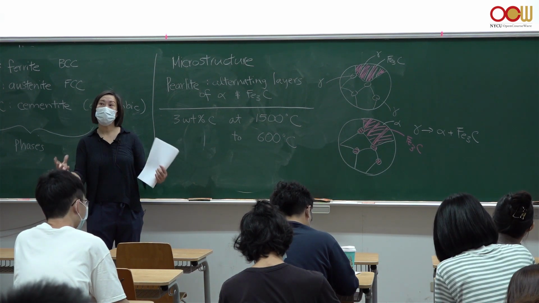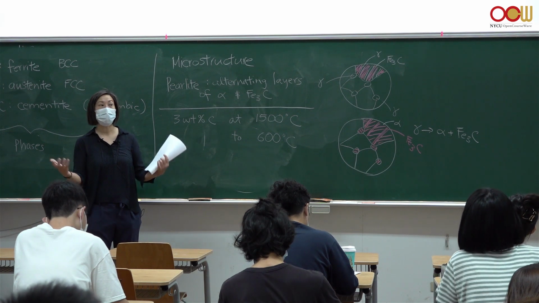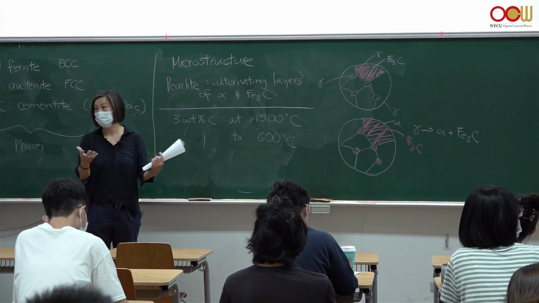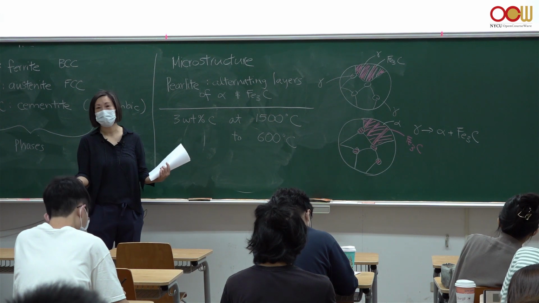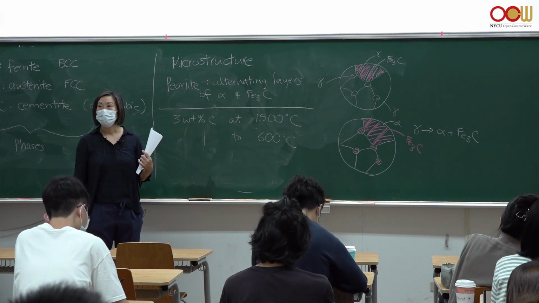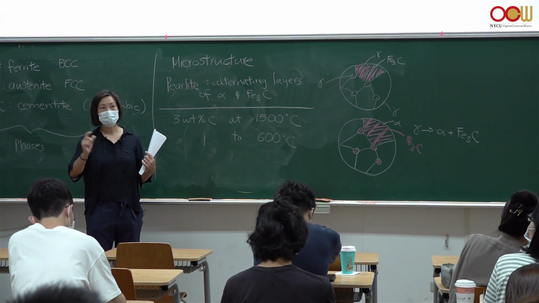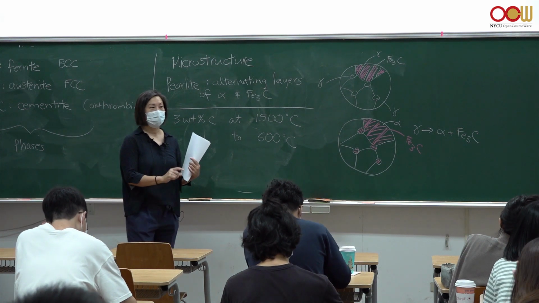But my cementite probably won't change because there's no driving force. It's already cementite. It's stable at that temperature. Nothing much will happen. But the austenite is not stable at the lower temperature, right? And becomes ferrite and cementite.